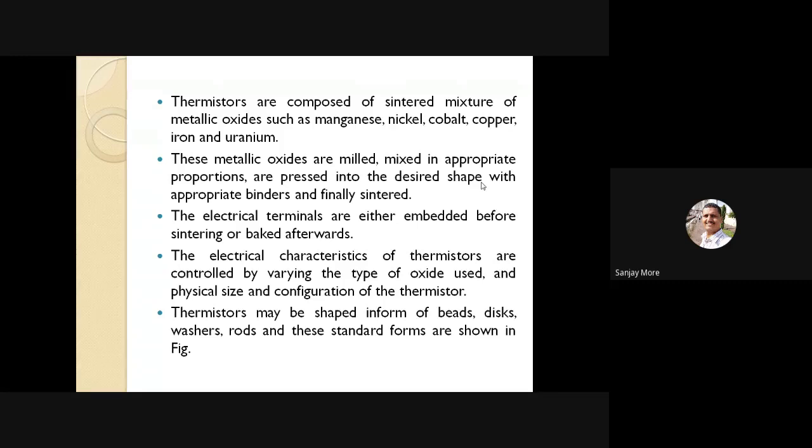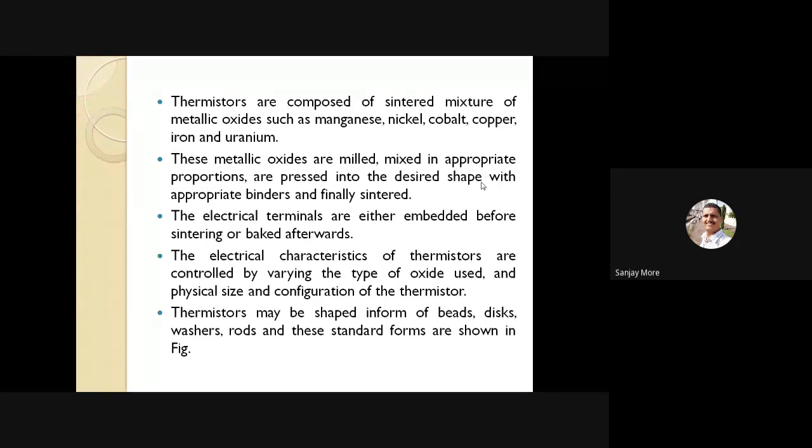The electrical characteristics of thermistors are controlled by varying the type of oxide used and physical size and configuration of thermistor. Okay.